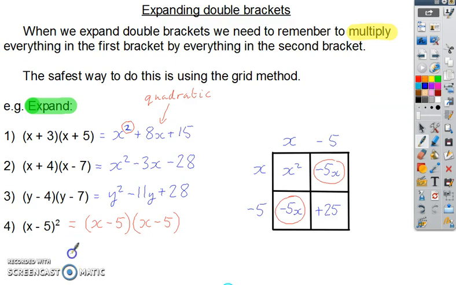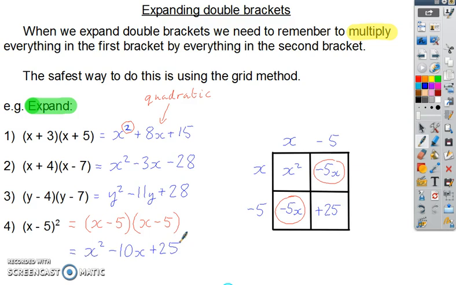Here we go, let's put everything together. Lead off with the x squared. So we've got x squared, minus 5x, take away another 5x, is minus 10x. And minus 5 times minus 5 is plus 25. There you go.